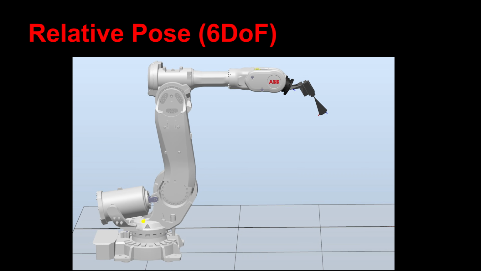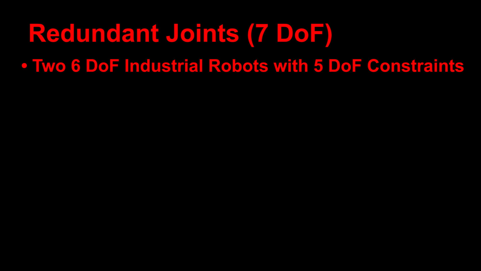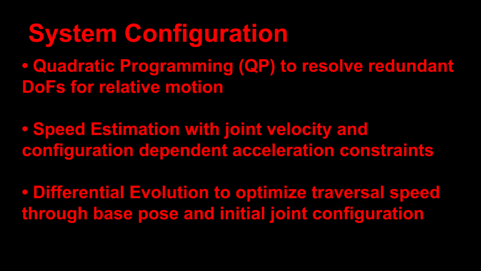The first step is to resolve the redundant degrees of freedom, which includes the relative base pose of the 2 robot arms and the redundant 7 degrees of freedom during relative traversal process. Our redundancy resolution optimization includes local quadratic programming optimization to resolve the relative motion between both robot arms, path speed estimation given joint velocity limit and experimental joint acceleration limit, and global optimization with differential evolution on the traversal speed, relative robot base pose, and the initial robot configuration.